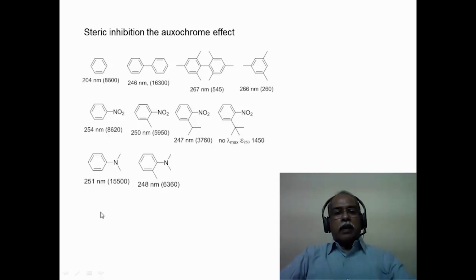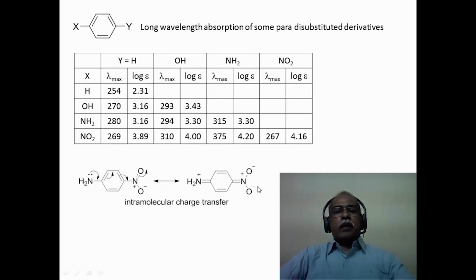If you take N,N-dimethyl, the N,N-dimethylamino functional group is the auxochrome. When you introduce an ortho methyl substituent, the nitrogen lone pair cannot be in plane with the aromatic ring, so the delocalization is inhibited. Steric inhibition of delocalization is what takes place. As a result, a hypsochromic shift is seen, going to the lower wavelength region from 254 to 248 nanometer in this particular case.